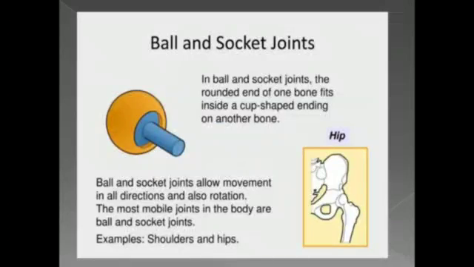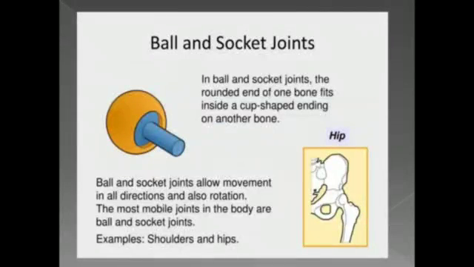Now, as I told you, ball and socket joints are found in the shoulder and hip bone. In a ball and socket joint, the rounded end of one bone fits inside a cup-shaped ending on another bone. Ball and socket joints allow movement in all directions and also rotation. So the most mobile joints in the body are ball and socket joints. Example, shoulders and hips.